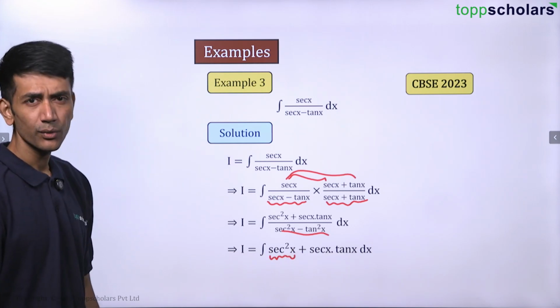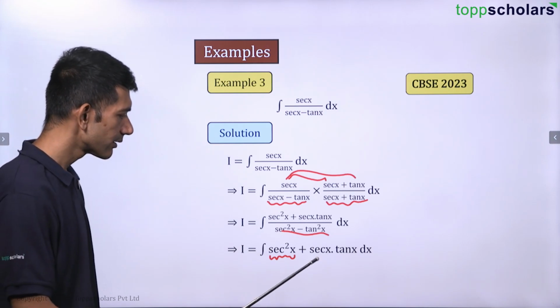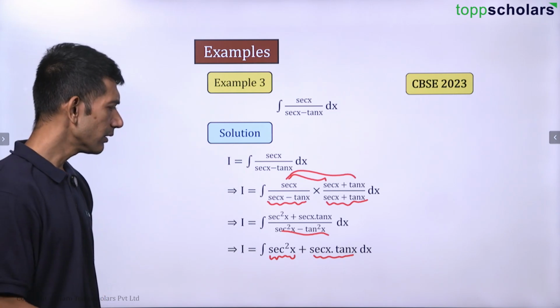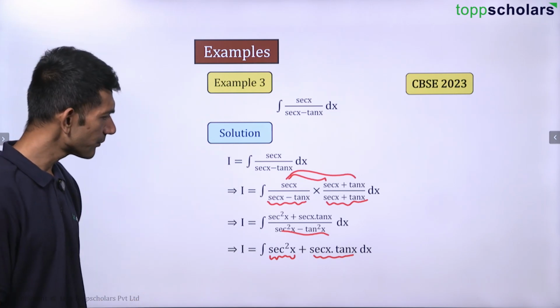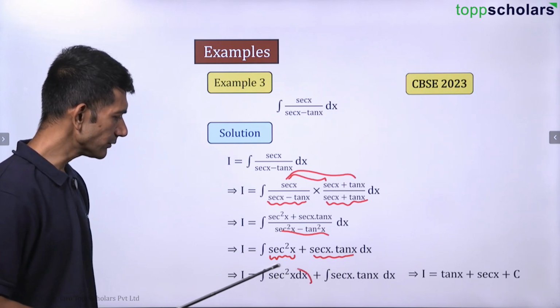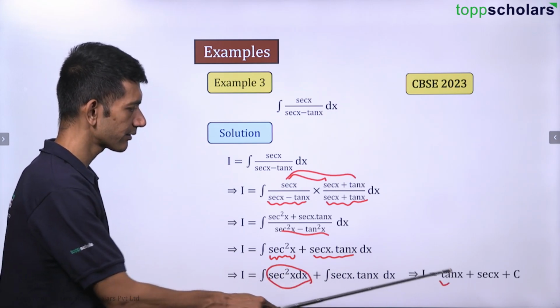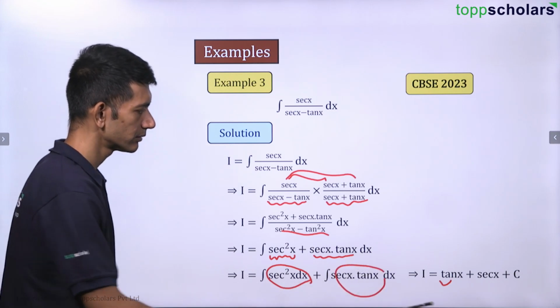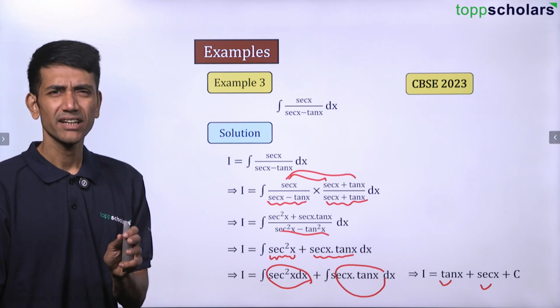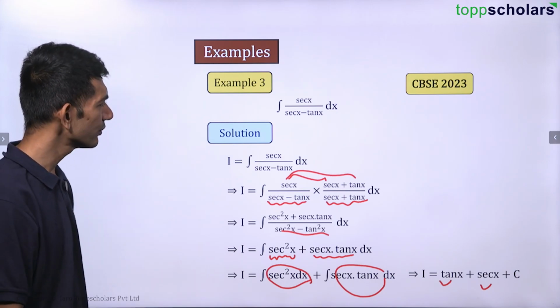So integration of sec square x is what? Tan x. Integration of sec x tan x. You can separate it now, right? That is sec x. See, I separated it. So this becomes tan x. This becomes sec x plus c. Simple, very simple and straightforward, nothing in that. Let's continue further.